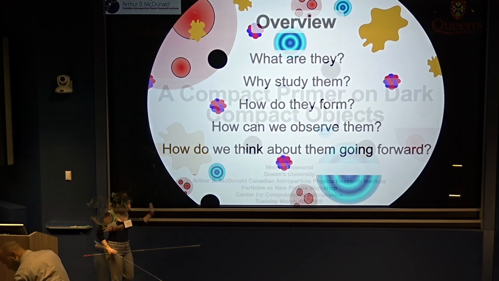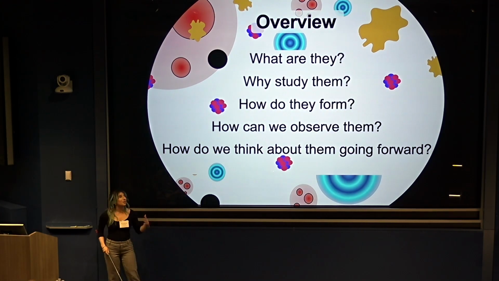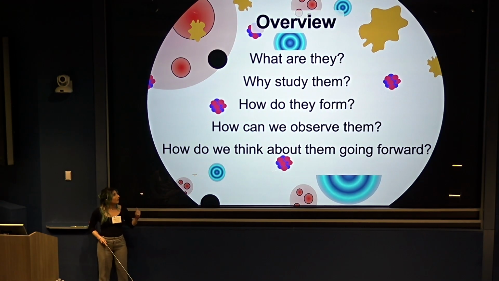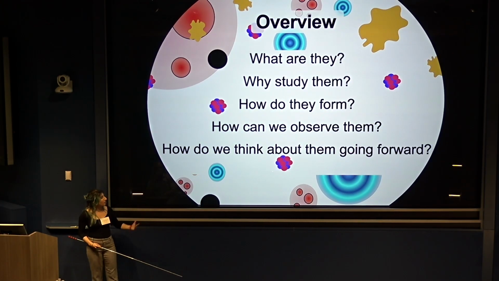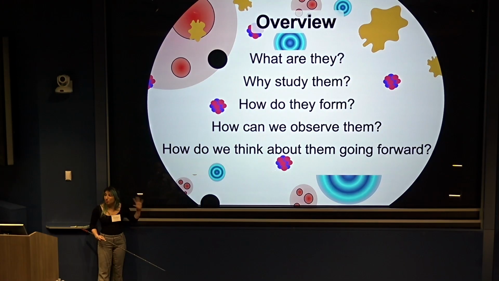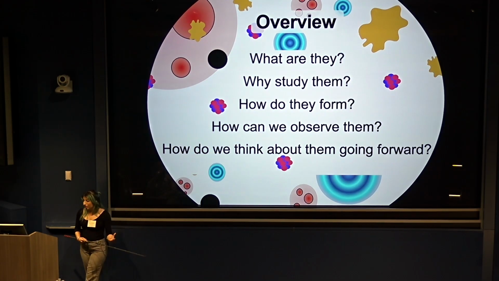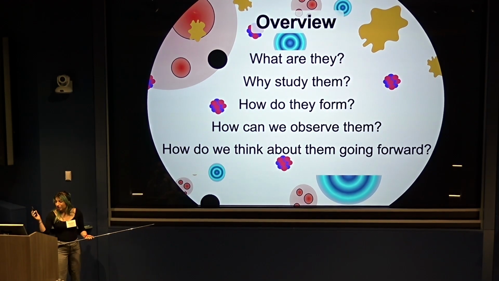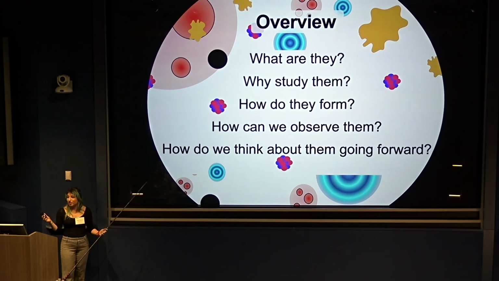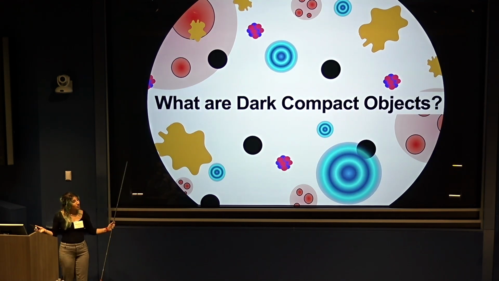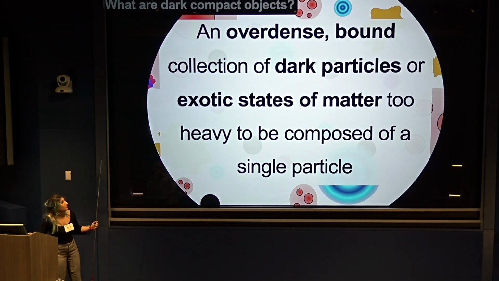So, to get into this, the way I'm going to go through this talk is we're going to ask, what are dark compact objects? Why are they worth thinking about? How do they form? How can we observe them? And then finally, what can we do going forward with what we've come to understand about them? So starting with the most obvious question, what am I talking about? And this actually proved to be quite tricky.